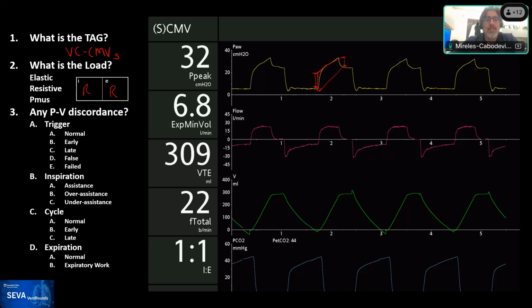So this is a patient that is passive. So in this case, there is no patient ventilator discordance. There is no PMUS at all. So I'm just going to eliminate that discussion here. And the question that you get is, why is that resistance higher at the beginning than at the end?